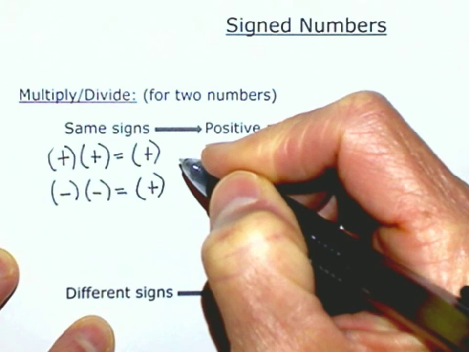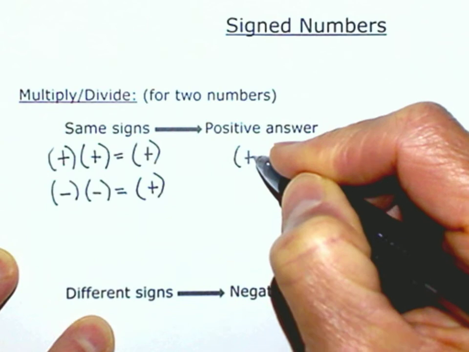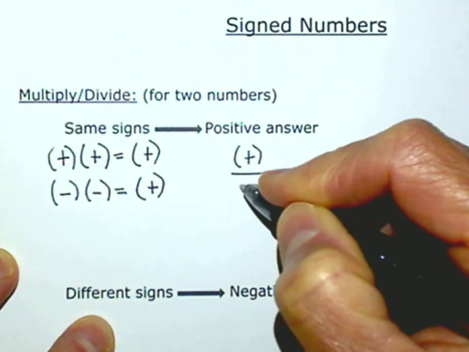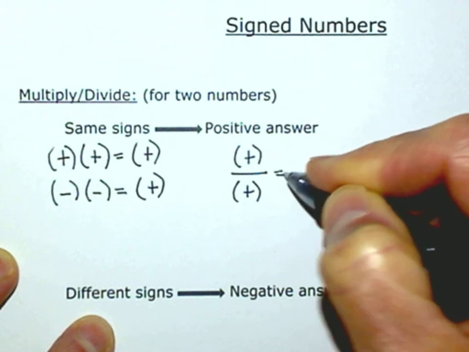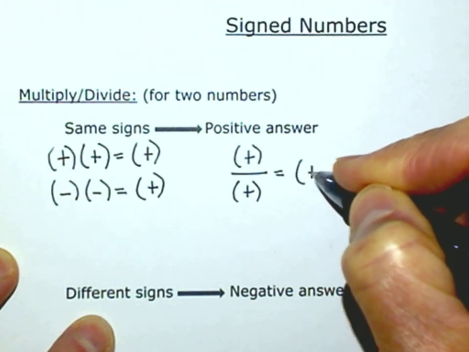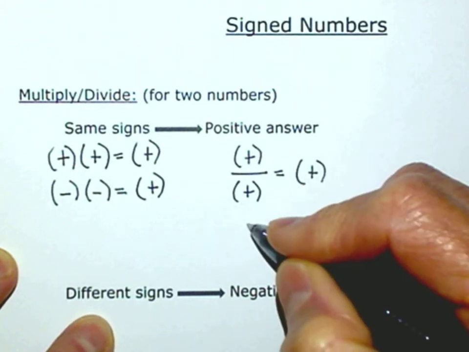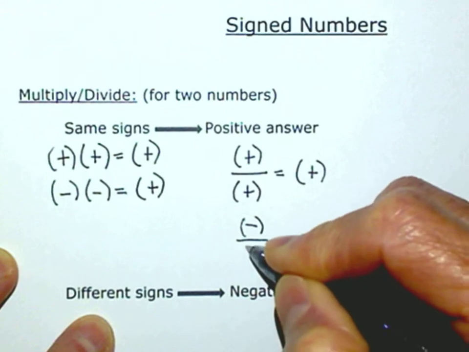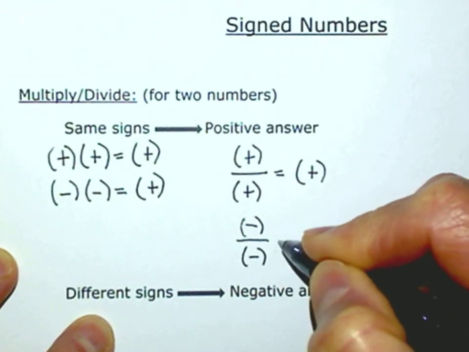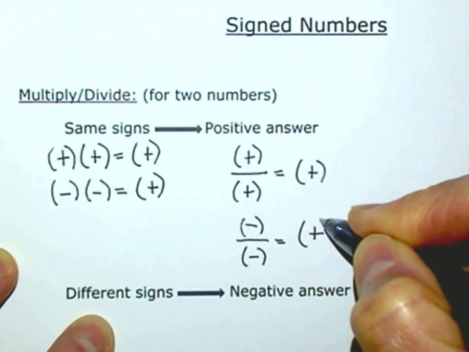The rule is the same for dividing. A positive number divided by another positive number will give a positive answer. A negative number divided by another negative number will give a positive answer.